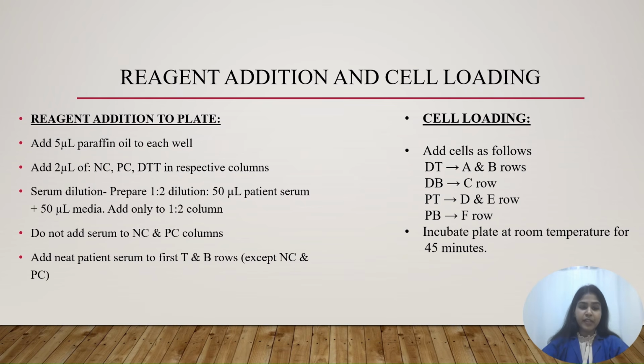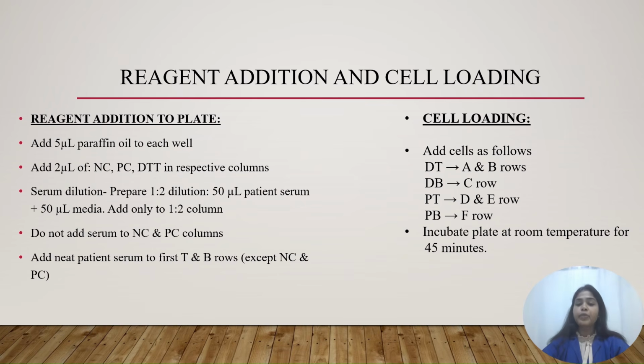Now we'll move on to reagent addition and cell loading. Reagent addition to the plate: we'll add 5 microliters of paraffin oil to each well. We'll add 2 microliters of NC, PC and DTT in the respective columns. Next we'll prepare the serum dilutions. Prepare a 1:2 dilution with 50 microliters of patient serum plus 50 microliters of media, and add it only to the 1:2 column. We do not add the serum to the NC and PC columns because NC and PC are the sera themselves. We'll add neat patient serum to the first T and B rows.